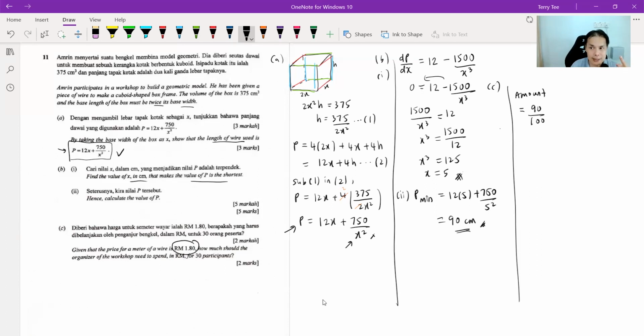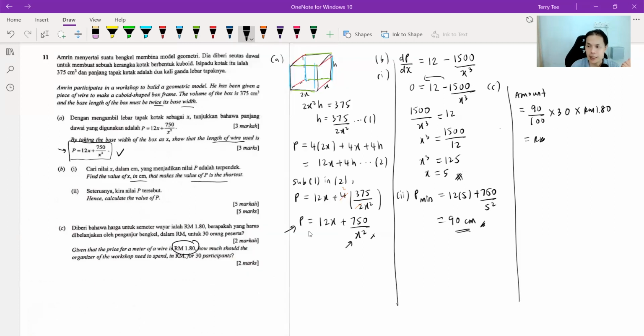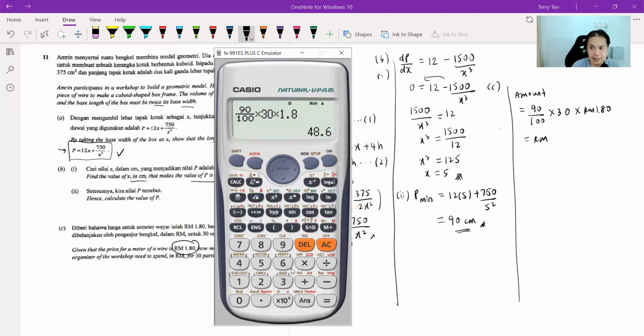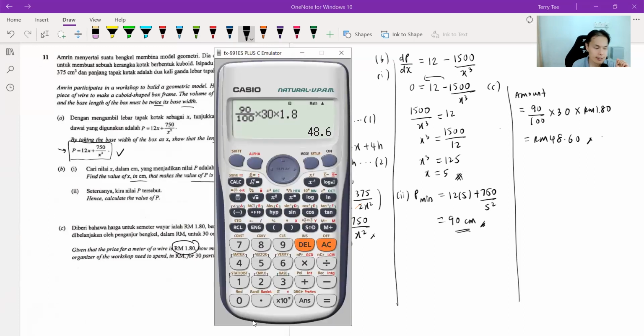So for one participant, you need 0.9 meter. You need how many participants? 30 participants. Each wire per meter is 1 ringgit 80 cents, so you just multiply by 180. Let's take 90 over 100, or you can just write 0.9 in meter. You multiply by 30 participants, then multiply by 1 ringgit 80 cents. So the price you have to pay is RM48 and 60 cents. Wait, did I see wrongly? Yeah, 48.60.